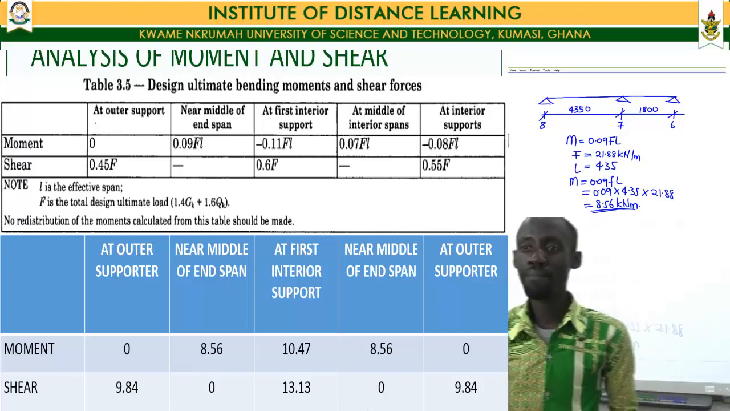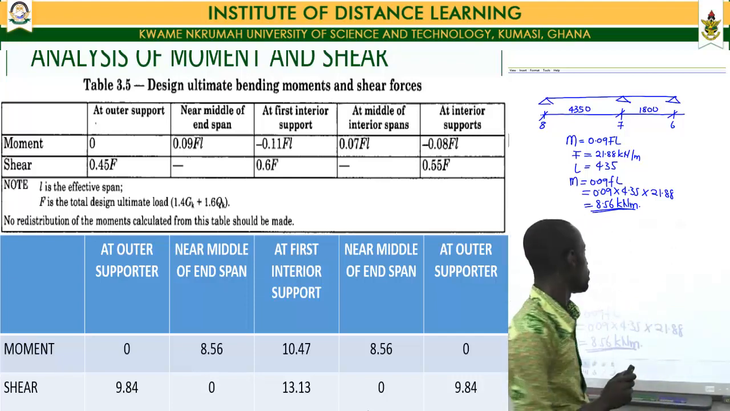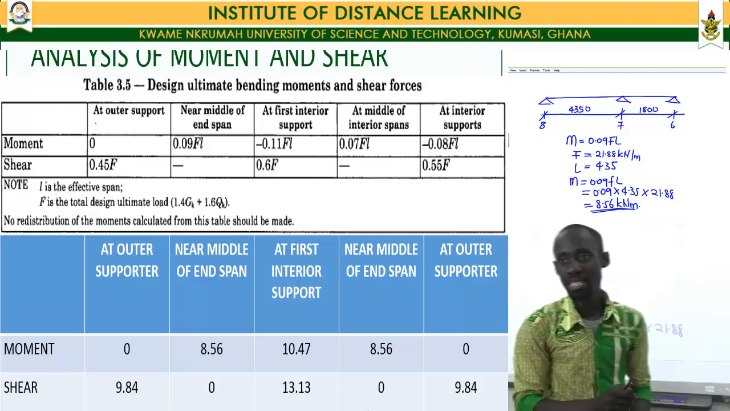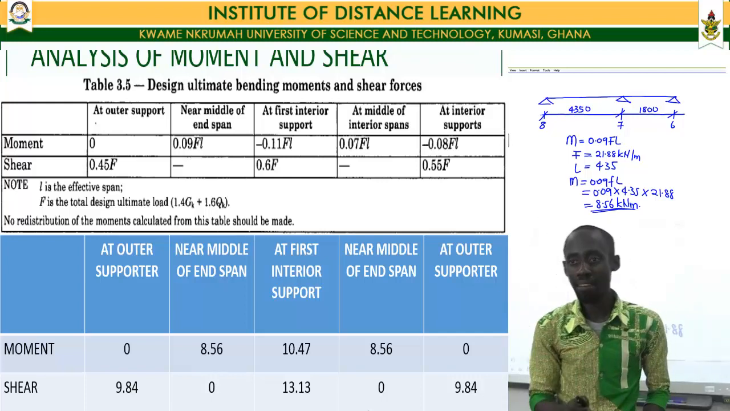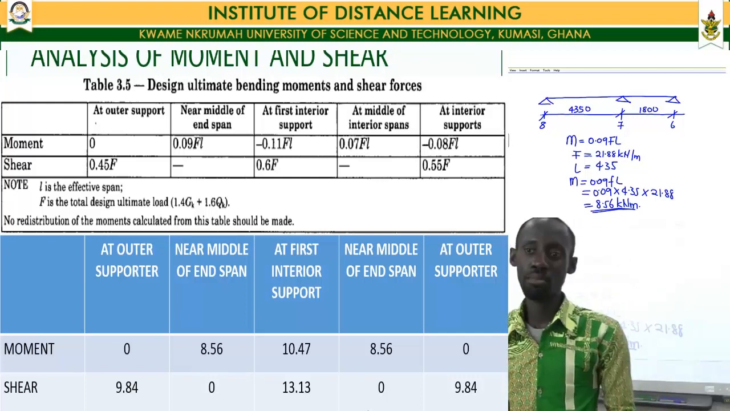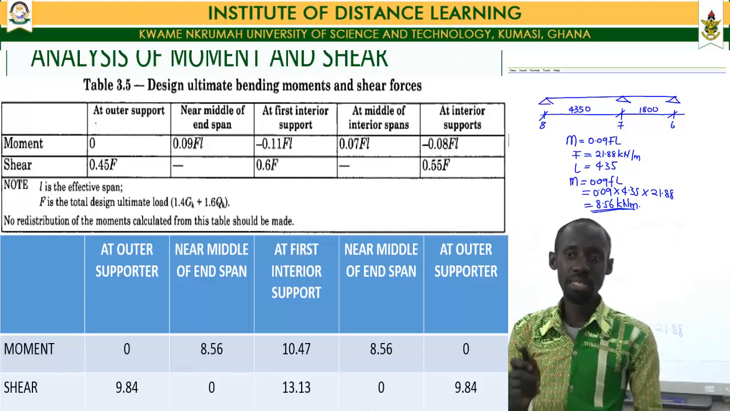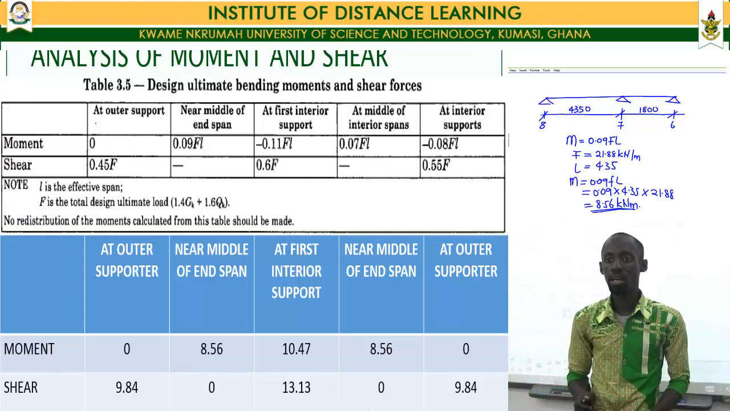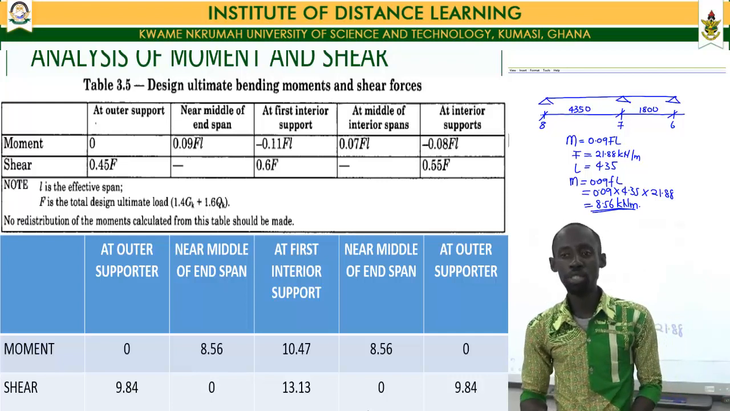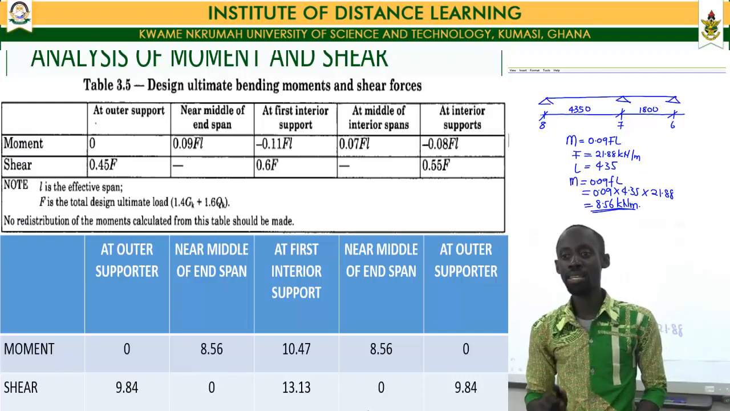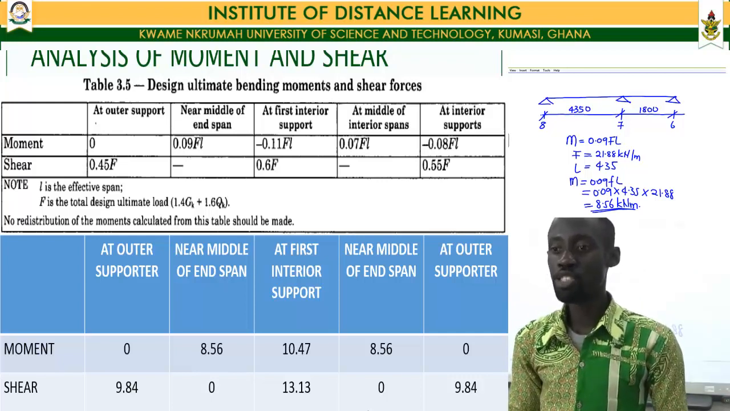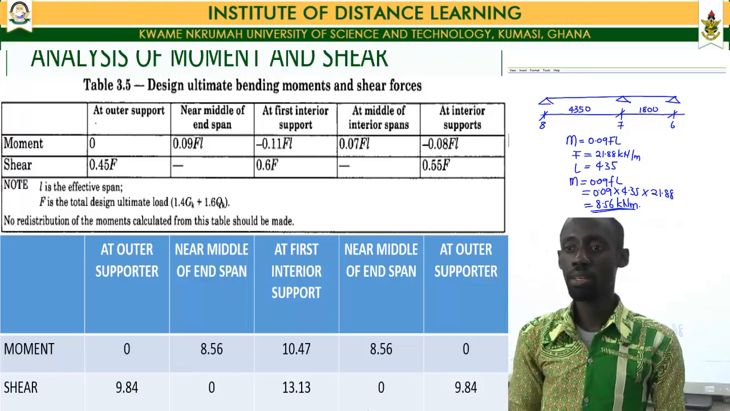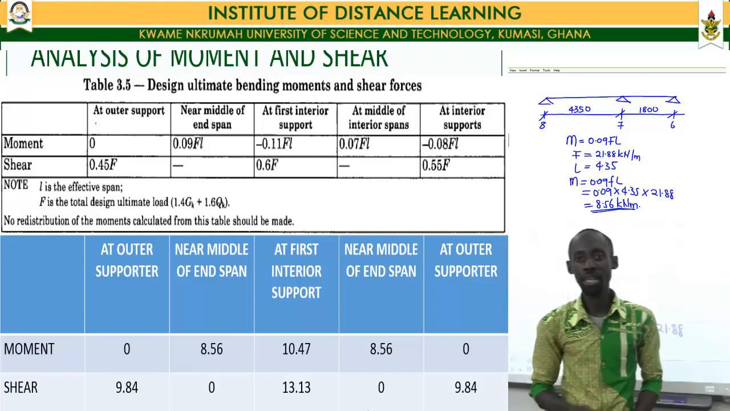Then when we come to our first interior support, which is our support at 7, our shear value is given by 0.6 multiplied by our ultimate design load. Now, 0.6 multiplied by our ultimate design load, which is 21.88, yields a value of 13.13 kilonewton as our shear force value at that point.